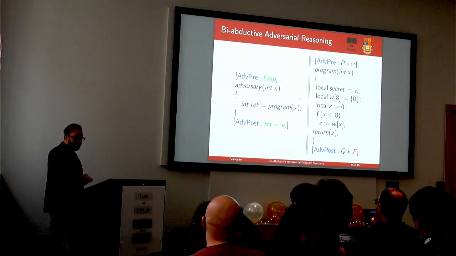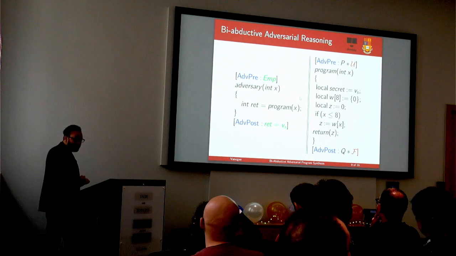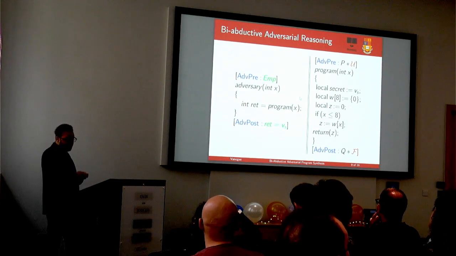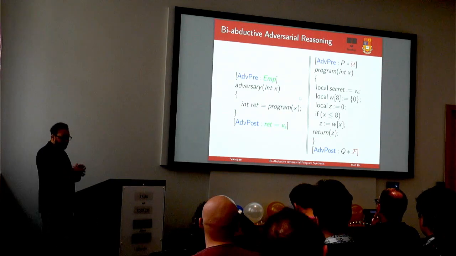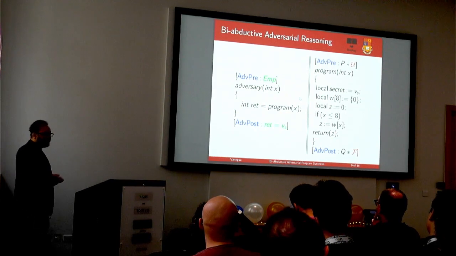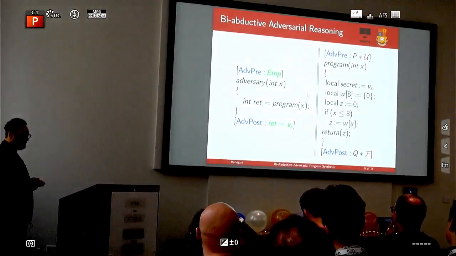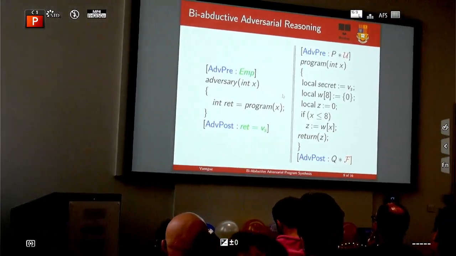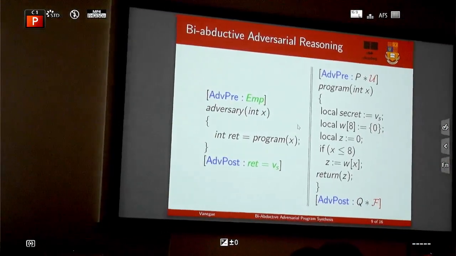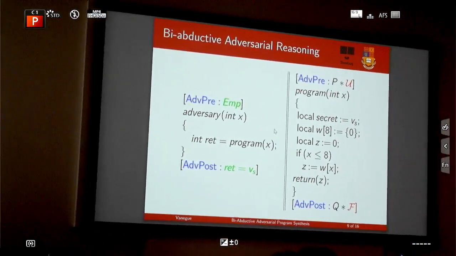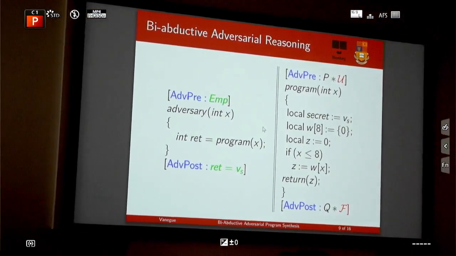The secret is, say, V of S, the value of the secret, and we want the adversarial postcondition to return that value of the secret. Also, conveniently, we can just pose the adversarial precondition as an empty formula. So how can we actually use bi-abduction to start reasoning about synthesizing the program?